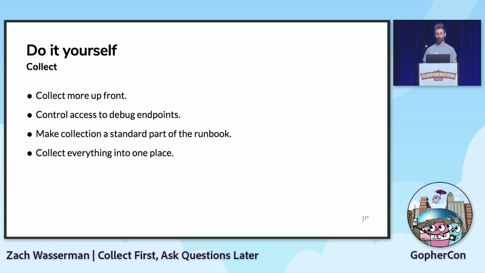On the flip side, control who has access to that data. So make sure those endpoints are authenticated or not exposed on public interfaces. Make collection a standard part of the runbook. So don't forget to do this. It's easy to enter an incident and immediately start asking questions. It can make sense to collect the information first and then start asking questions once you've had a holistic collection of the useful information. And collect it all into one place, perhaps even if you have access to all of the internal systems that would provide the information that you need.